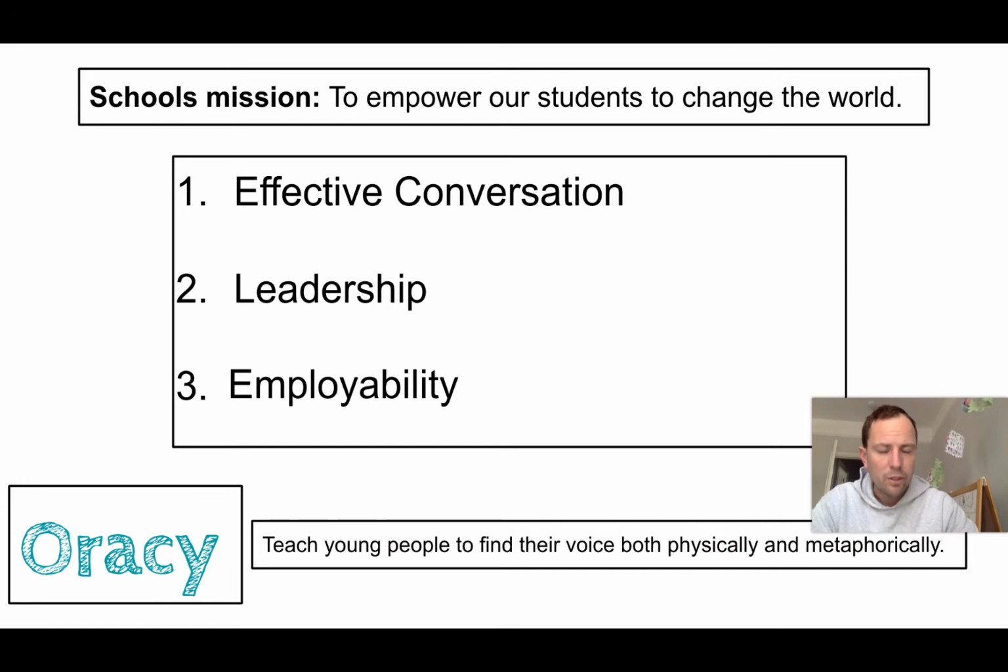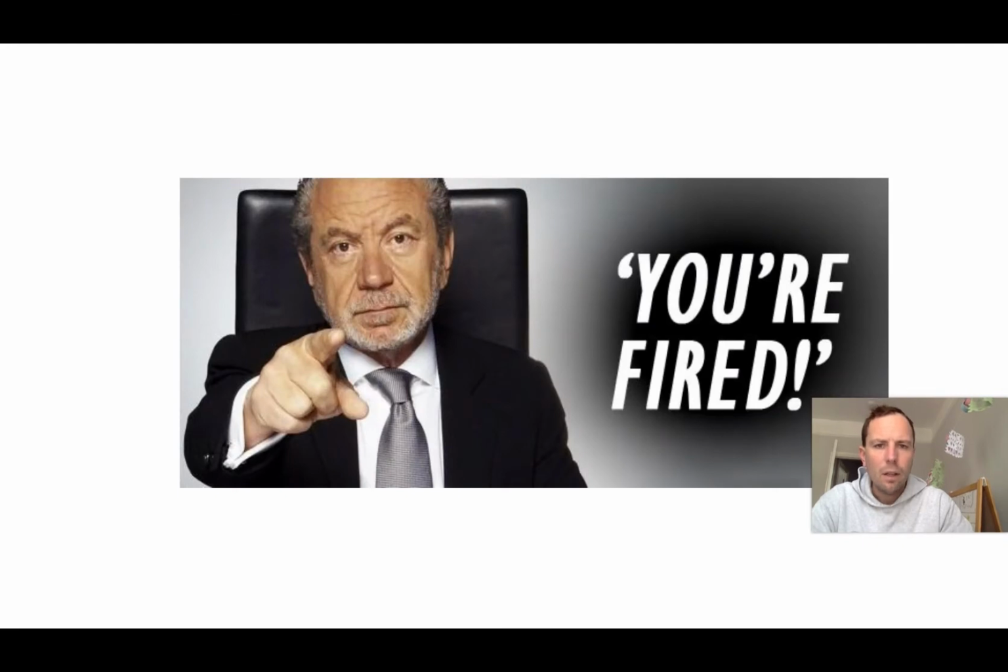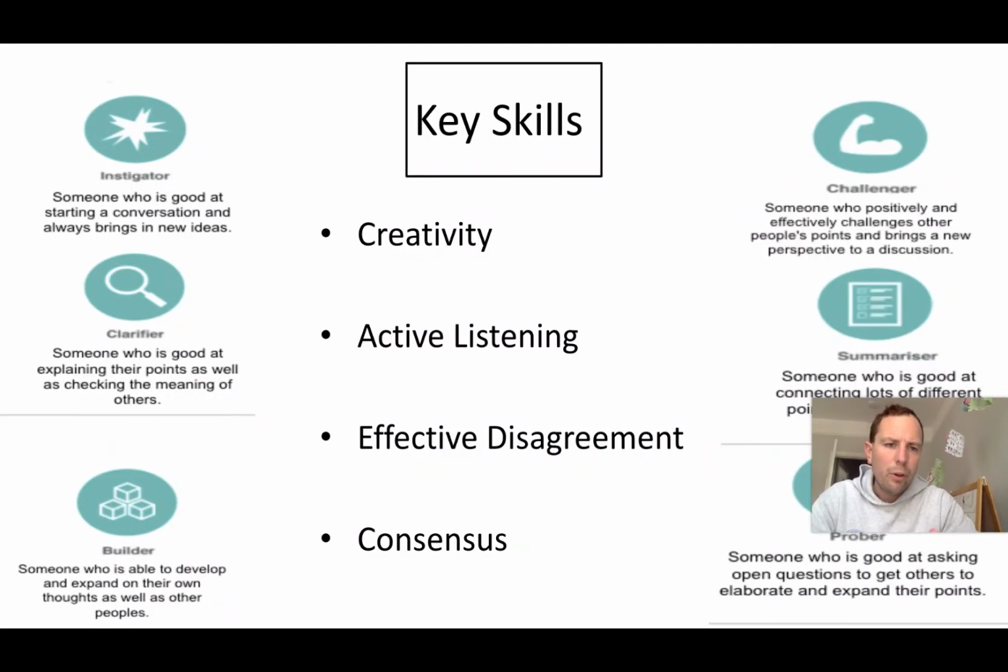So we're doing an apprentice style scheme where they work on these three things: effective conversation, leadership, and employability. And we broke it down to these four key skills: creativity, active listening, effective disagreement, and being able to come to consensus. And it links to our 6 talk roles.